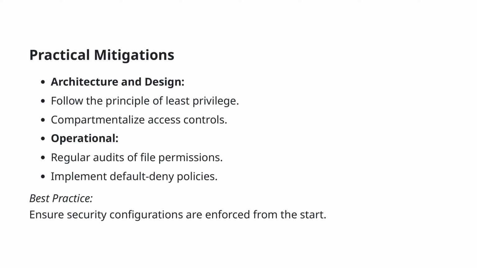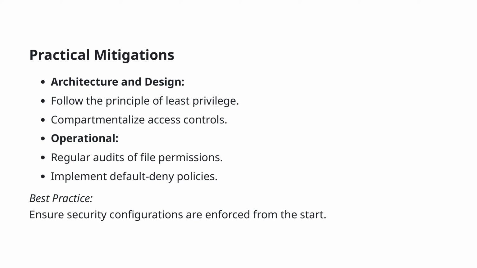In this slide, we delve into practical mitigations for managing permission issues effectively. First, let's consider architecture and design. Implementing the principle of least privilege is crucial. This means granting only the permissions necessary for users to perform their tasks, and no more. Additionally, compartmentalizing access controls can prevent unauthorized users from accessing sensitive information by isolating different segments of your system. From an operational standpoint, conducting regular audits of file permissions helps ensure that any misconfigurations or unauthorized changes are promptly identified and rectified.